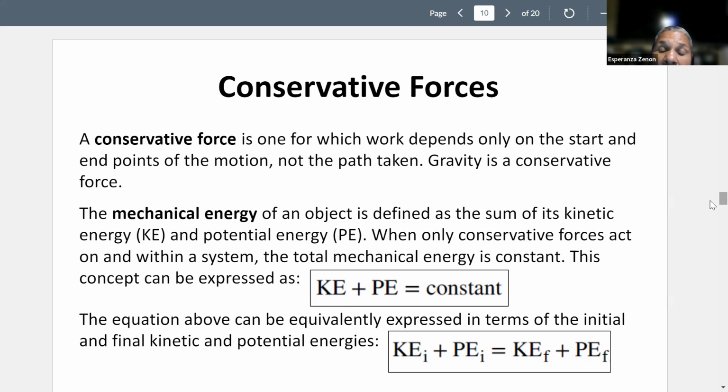So what does that mean? The total amount of kinetic and potential energy that you start with is going to be the same amount of kinetic and potential energy that you finish with. The total of the two is always going to be constant. So if you look at the kinetic energy at the start and the potential energy at the start, you add them up, that is going to be the exact same amount that you're going to have when you add the kinetic energy final plus the potential energy final.